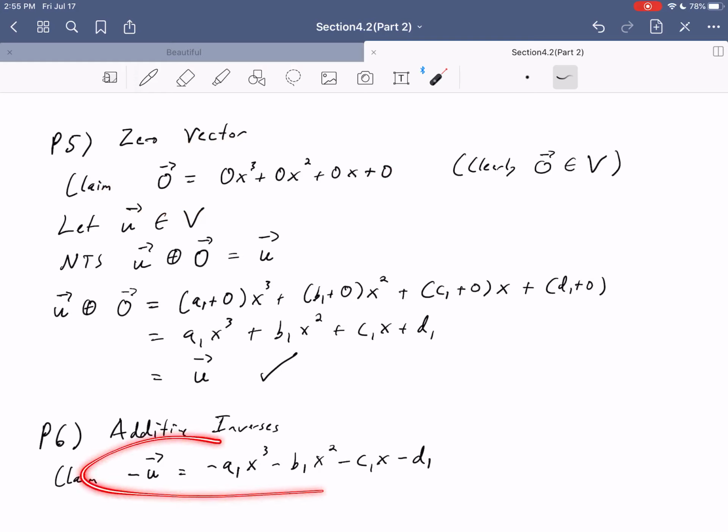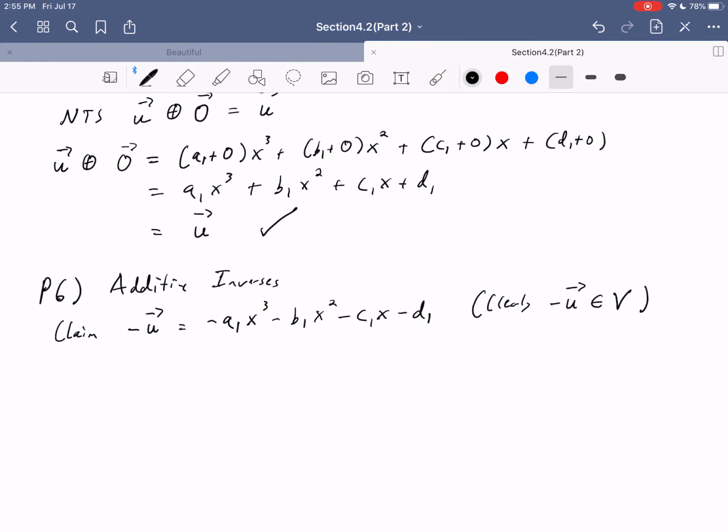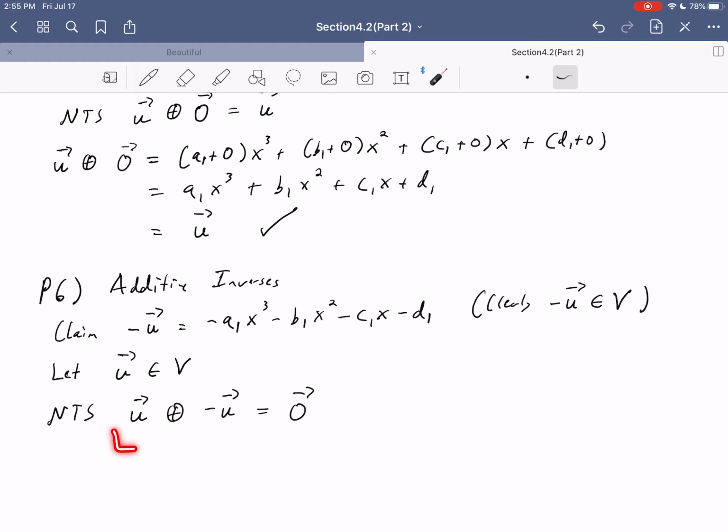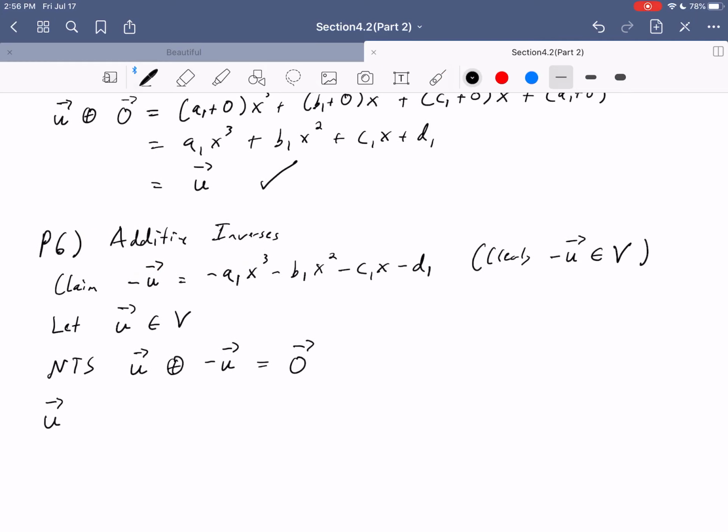For the additive inverse, you have to basically come up with what you think the inverse looks like, and then you have to actually show that it acts the way it's supposed to. So make a note here. Clearly, this is an element of our vector space. Right? Of course, this is still a degree 3 or less polynomial, so that's going to work. So we're going to let u be an element of v, and now we need to show that if we do u plus negative u, we get the 0 vector. In other words, that any arbitrary element has something that when you add to it, you get the 0 vector, which would be its additive inverse. So let's go ahead and show that.